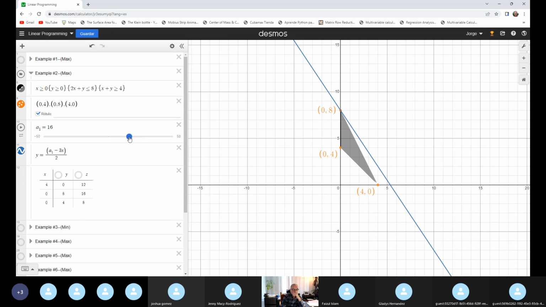Okay, the objective function, you can move it using this slider. You can see that the first point you touch is (0,8), boom. And at (0,8), the value of the objective function is 16. Look at that. Here's the maximum, and the other corners give 12 and 8. Here's the maximum. Do you get the idea?